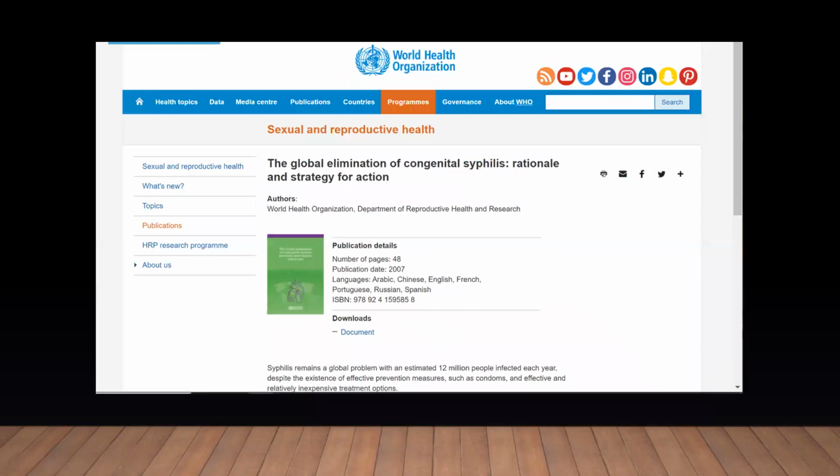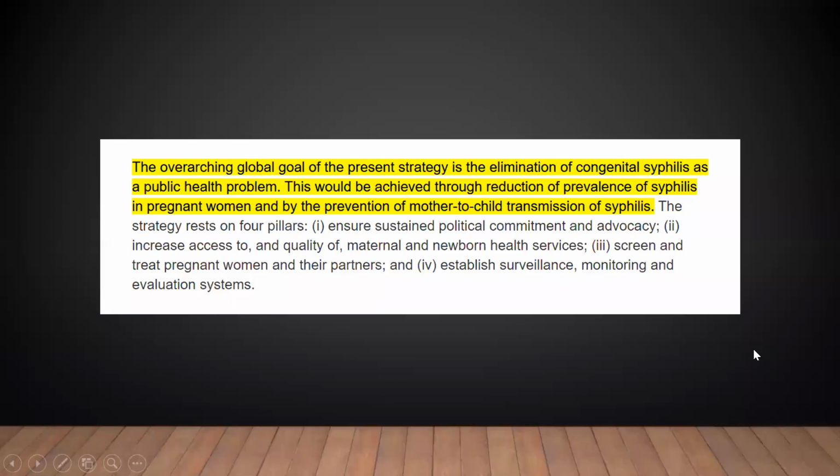The global elimination of congenital syphilis: a rationale and strategy for action. The overarching global goal of the present strategy is the elimination of congenital syphilis as a public health problem. This would be achieved through reduction of prevalence of syphilis in pregnant women and by the prevention of mother-to-child transmission of syphilis. The strategy rests on 4 pillars. Number 1, ensure sustained political commitment and advocacy. Number 2, increase access to and quality of maternal and newborn health services. Number 3, screen and treat pregnant women and their partners. And number 4, establish surveillance, monitoring, and evaluation systems.